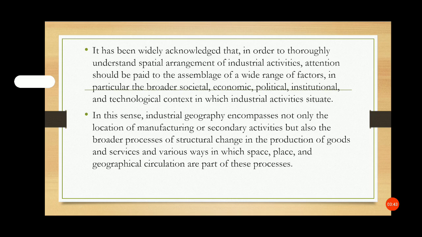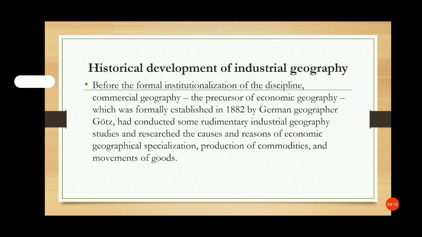In this introductory part, there is some important introduction about industrial geography. In this sense, industrial geography encompasses not only the location of manufacturing or secondary activities, but also the broader process of structural change in the production of goods and services and the various ways in which space, place and geographical circulation are part of this process. Now, some historical development of industrial geography.